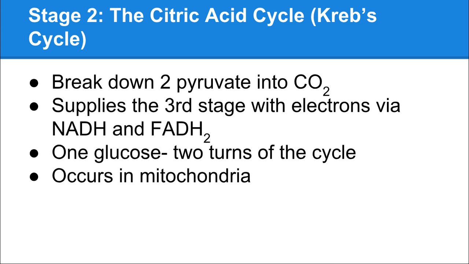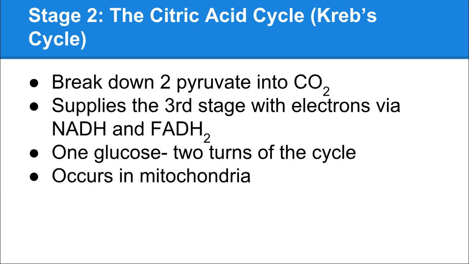The next part is the citric acid cycle, or also known as the Krebs cycle. It breaks down 2 pyruvate into carbon dioxide. It supplies the third stage with electrons by making NADH and FADH2. These are also more electron carriers. So you're going from NAD plus to NADH and FAD plus to FADH2. 1 glucose makes the cycle turn twice. So for each pyruvate that you have, you turn the cycle once. And this occurs in the mitochondria of the cell.